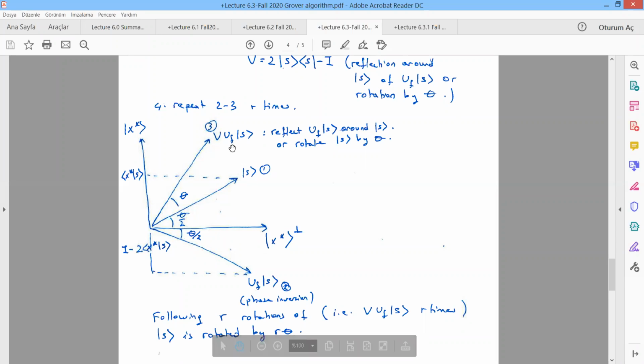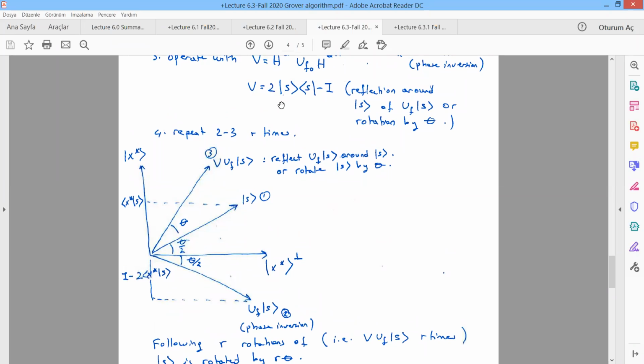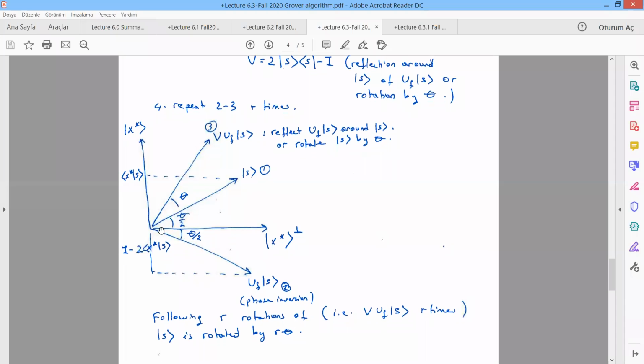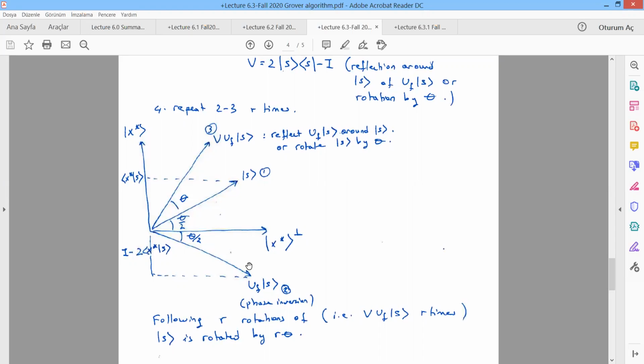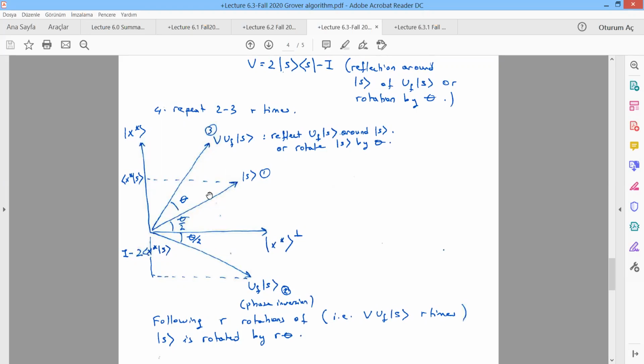You apply the V operator, and the V operator is defined as this. This is a reflection around ket S. This is the ket S state. Ket S state had an angle theta over 2, right? So we first applied U sub f. We have obtained this state. U sub f was a reflection around ket x perpendicular. And then we apply V. Now V reflects this U sub f S around the ket S state.